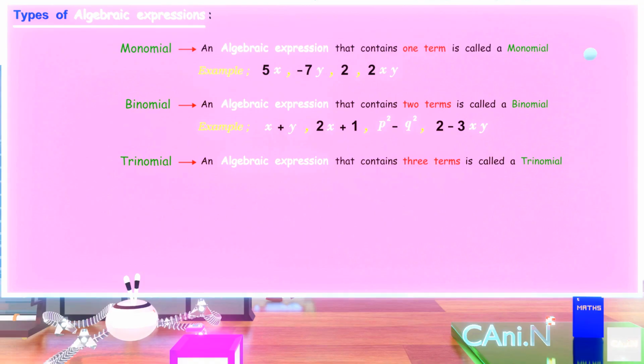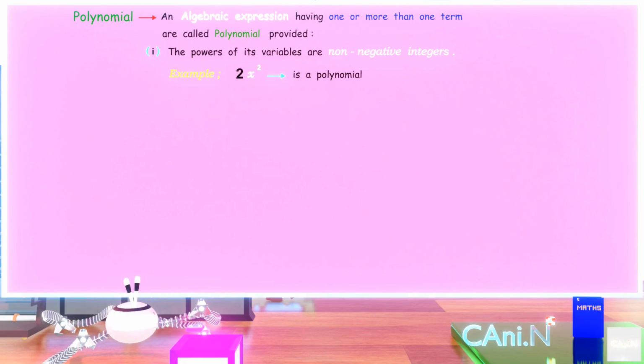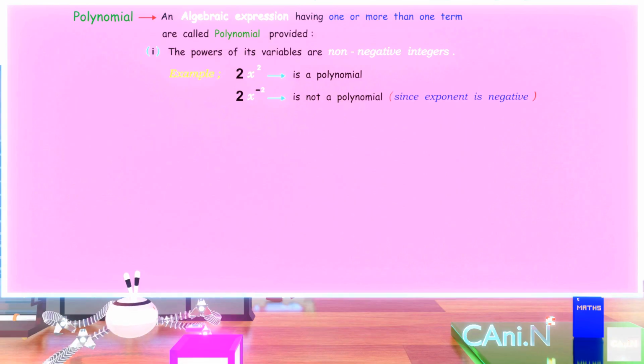Trinomial. An algebraic expression that contains three terms is called a trinomial. Example: x squared plus 3x plus 5, x cubed plus x squared minus x. Polynomial. An algebraic expression having one or more than one term is called a polynomial, provided the power of its variables are non-negative integers. Example: 2x squared is a polynomial. But 2x raised to the power minus 2 is not a polynomial, since the exponent is a negative integer.